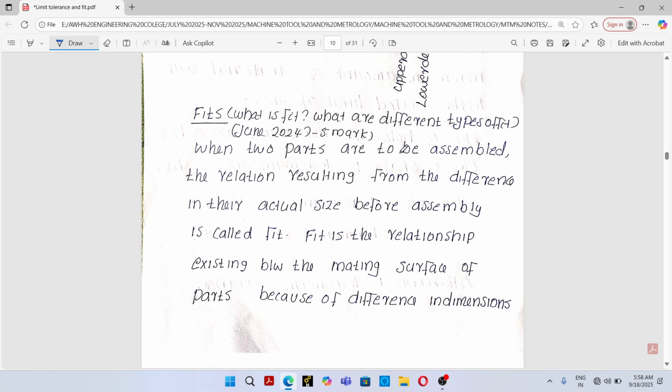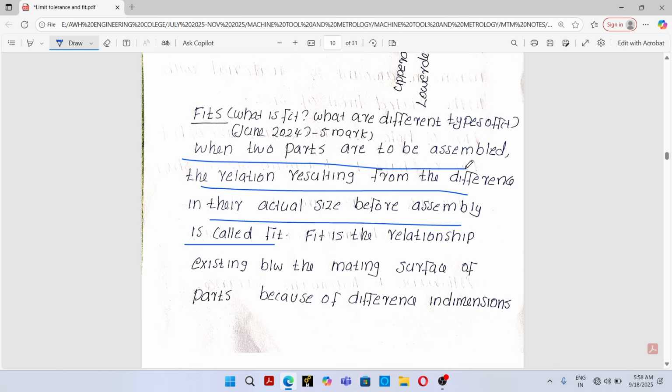When two parts are to be assembled, the relation resulting from the difference in their actual size before assembly is called fit. So what is the definition of a fit is when two parts are to be assembled, the relation resulting from the difference in their actual size before assembly is called fit. രണ്ട് പാർട്സ് അസംബ്ലി ചെയ്യുന്ന സമയത്ത് ഈ രണ്ട് പാർട്സും തമ്മിലുള്ള റിലേഷൻ റിസൾട്ടിങ് ഫ്രം ദർ ആക്ച്വൽ സൈസ് before the assembly is called fit.